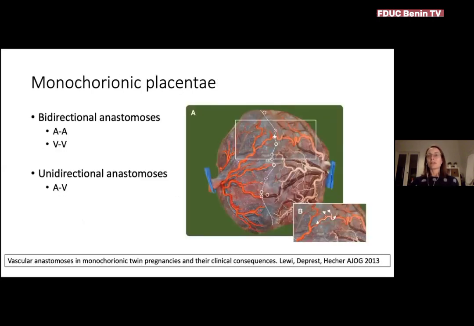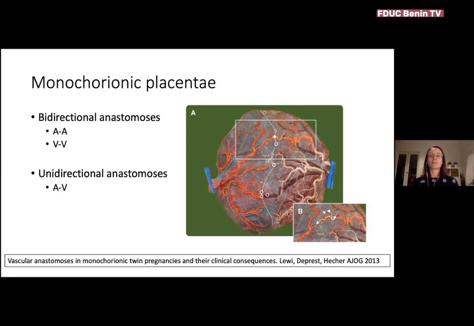So just going back to a little pathology lesson, it's really important to understand what happens with the monochorionic placenta, to understand why some of these conditions occur in monochorionic twins. I'm sure you all know that there are multiple types of anastomoses which enable communication between the twins' blood circulations. And there are bidirectional and unidirectional anastomoses. So most monochorionic placentas would have one arterio-arterial communication.